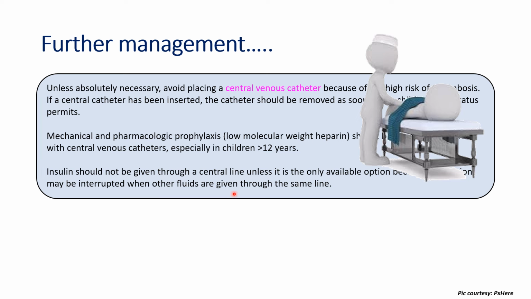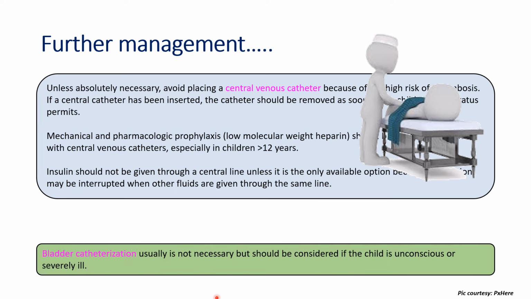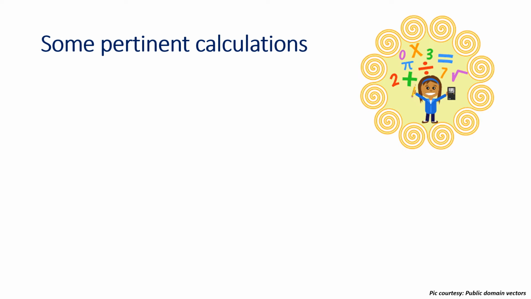Insulin should not be given through a central line unless it is the only available option, because its infusion may be interrupted when other fluids are being given through the same line, depending on the blood glucose values. And bladder catheterization usually is not necessary but should be considered if the child is unconscious or is severely ill.